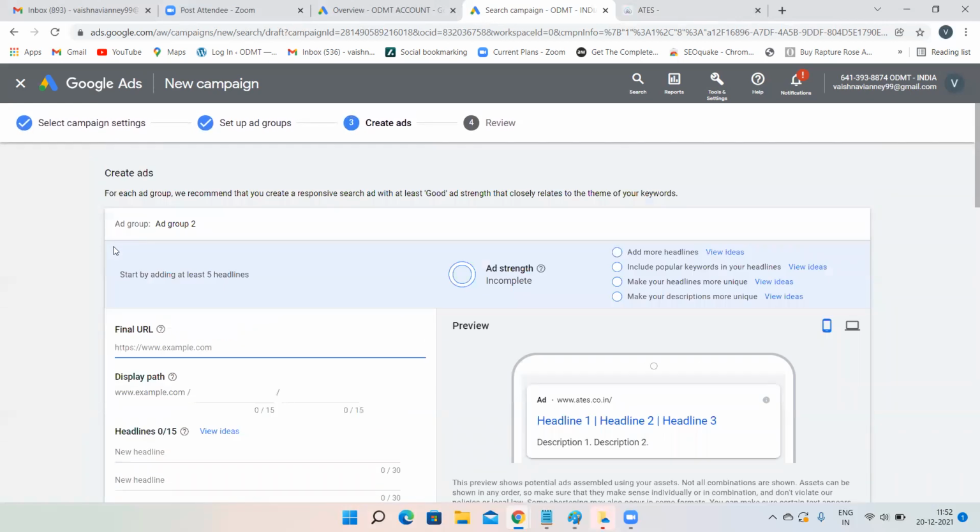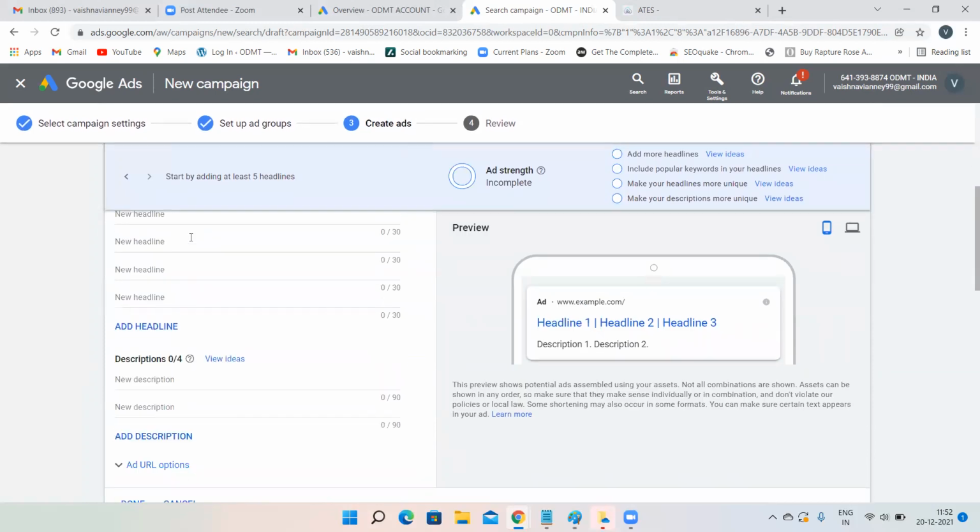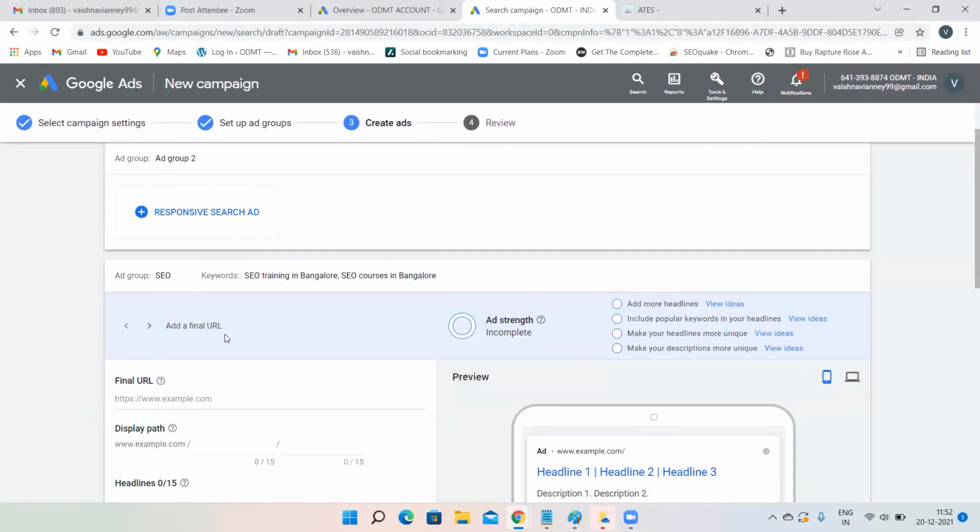See, there I have added the ad group, but I have not given any details over here. By default, it is telling ad group 2. Just don't do it, just cancel it. And here for SEO, I have to create it.